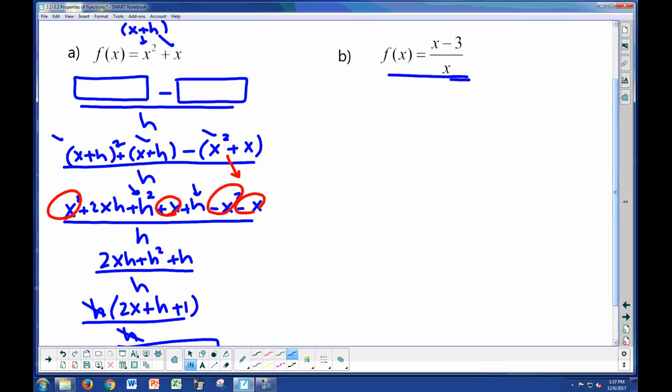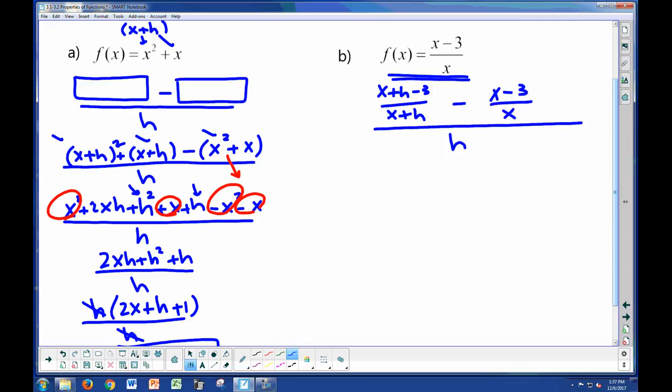And the next one has a little bit more difficult work because it's fractional, but I'm just going to go ahead and jump right into this one. That's going to have a fraction here with x plus h minus 3 over x plus h, minus x minus 3 over x, all over h. In this case, I'd like to multiply the top and bottom of this big nasty fraction by the x and the x plus h.